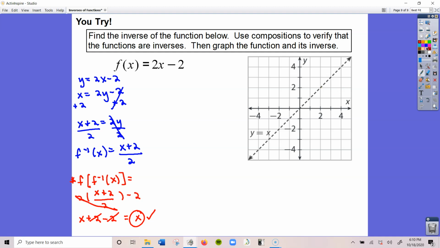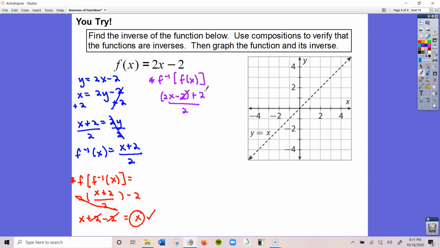Now I can go ahead and find the composition of the inverse on the outside, function on the inside. It doesn't matter which order you choose to do first. I always do the function first and then the inverse on the inside. You can do whichever one, because either way you have to do both. So I'm going to copy down the inverse, which is x plus 2 over 2, and inside the parentheses, I'm going to write my function, which is 2x minus 2.